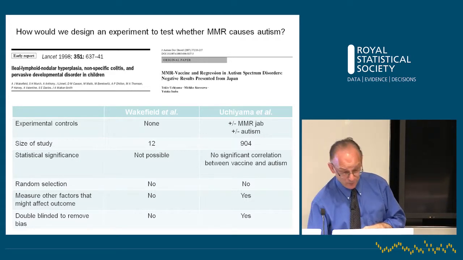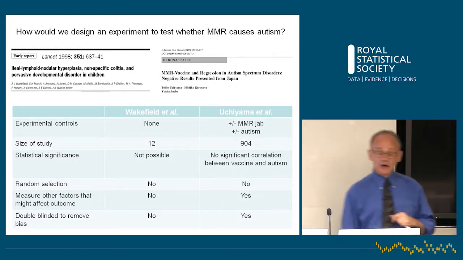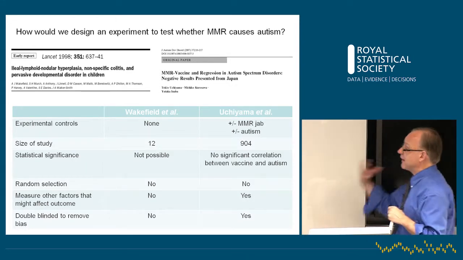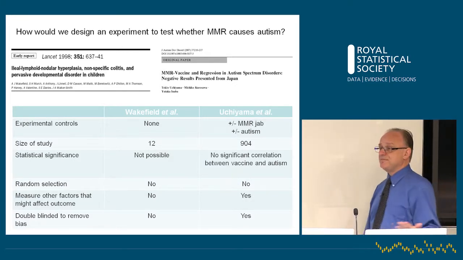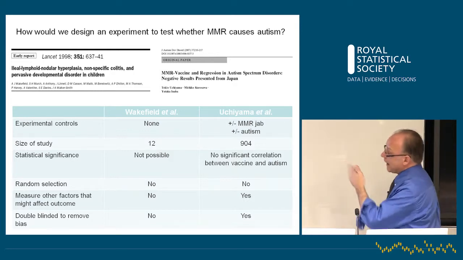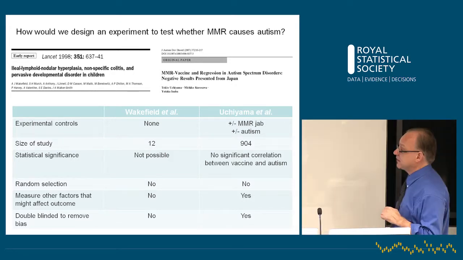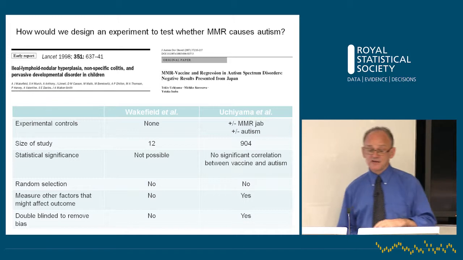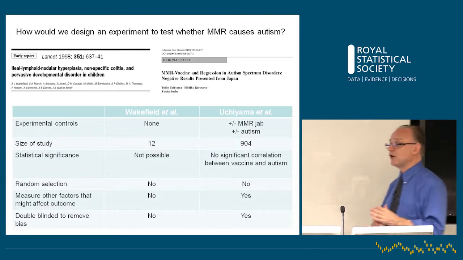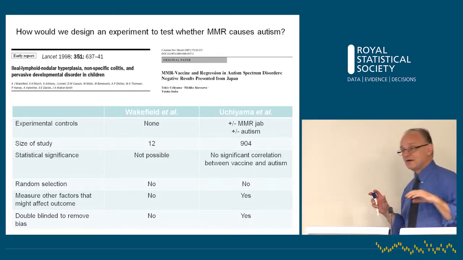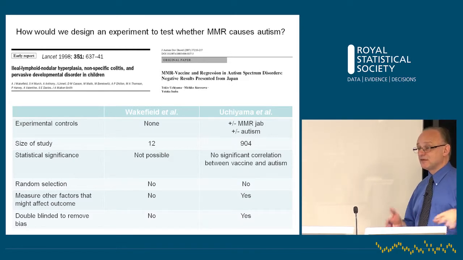But it is better than Wakefield et al. It's not even possible to do this comparison that you need to do to carry out a statistical significance test in the Wakefield et al., because there's nothing to compare it with. Whereas Uchiyama et al. were able to show, by looking at these 3 time periods, that there was no significant correlation between having the vaccine, the triple vaccine, and autism. And that's statistically significant. In other words, if chance were the explanation, it could quite easily have explained what was actually seen.